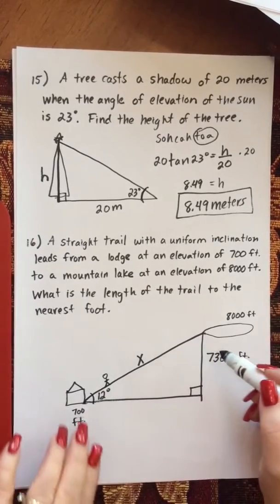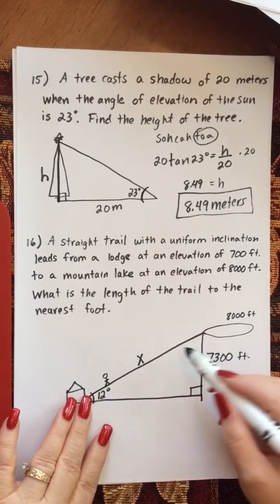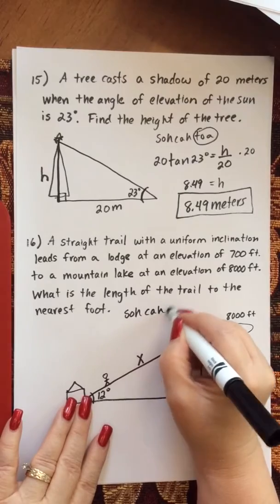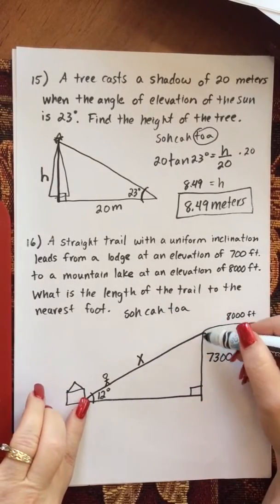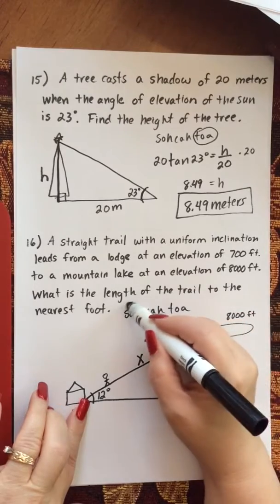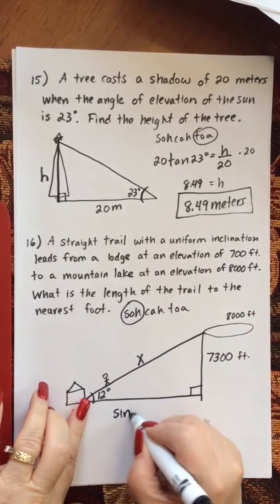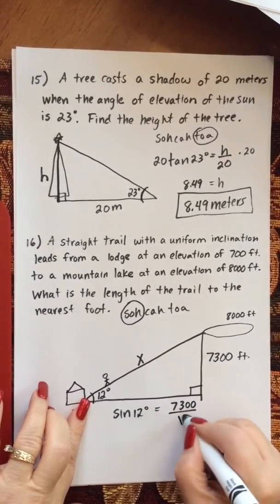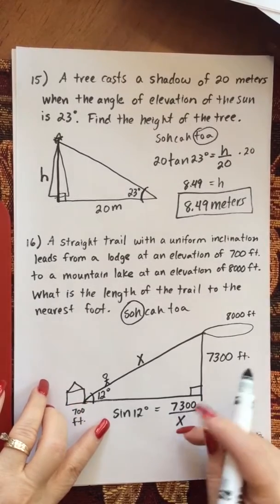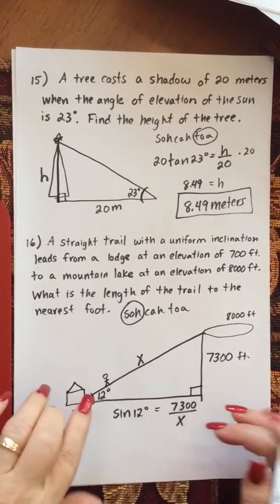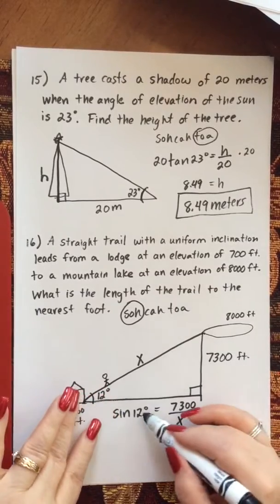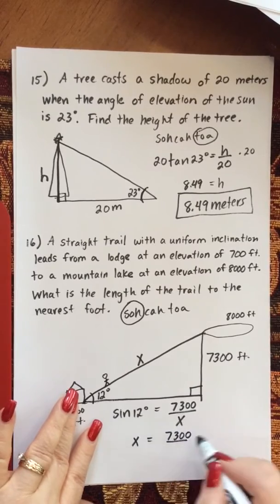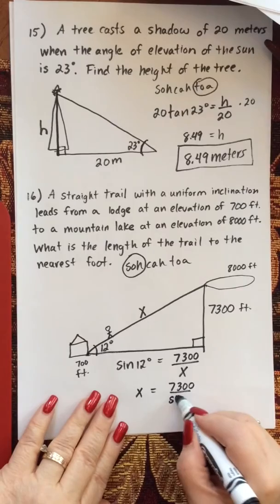So to figure this out, from the 12 degrees, this is opposite, this is hypotenuse. So in SOHCAHTOA land, here's my angle. I know opposite, and I'm trying to find hypotenuse, so I'm going to use sine. So I would say the sine of 12 degrees is equal to opposite, which is 7,300, divided by x. If what you're trying to find is in the bottom of the fraction, algebraically you'd multiply both sides by x and divide by sine of 12, but it's always true these guys just swap places. So x is equal to 7,300 divided by the sine of 12 degrees.